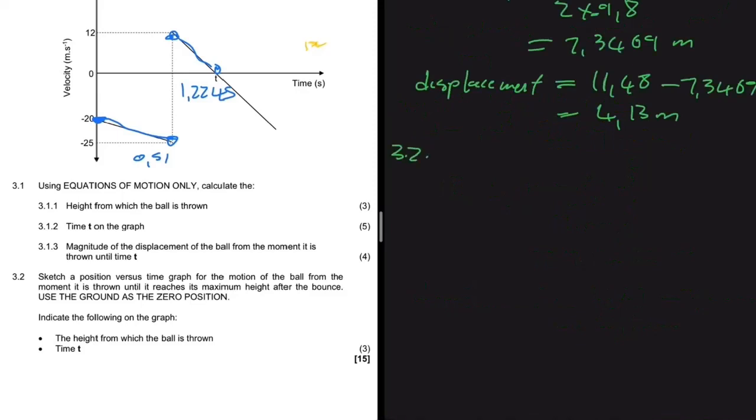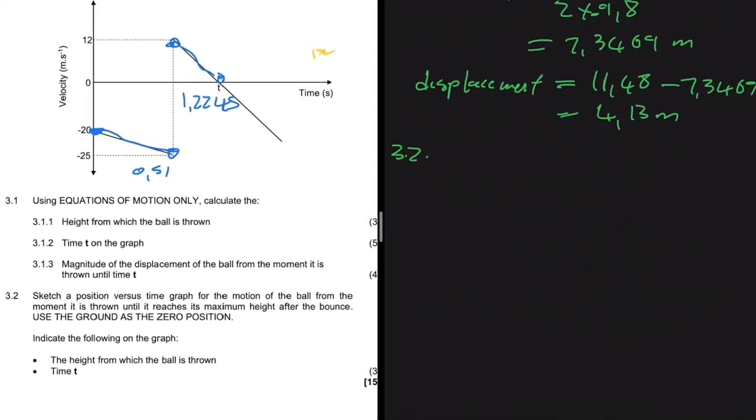So 3.2 says, can you sketch a position versus time graph for the motion of the ball from the moment it is thrown until it reaches its maximum height from the bounce? Use the ground as the 0 position, right? And then we must indicate the height from which the ball is thrown and the time t, right? Which are things we have calculated.